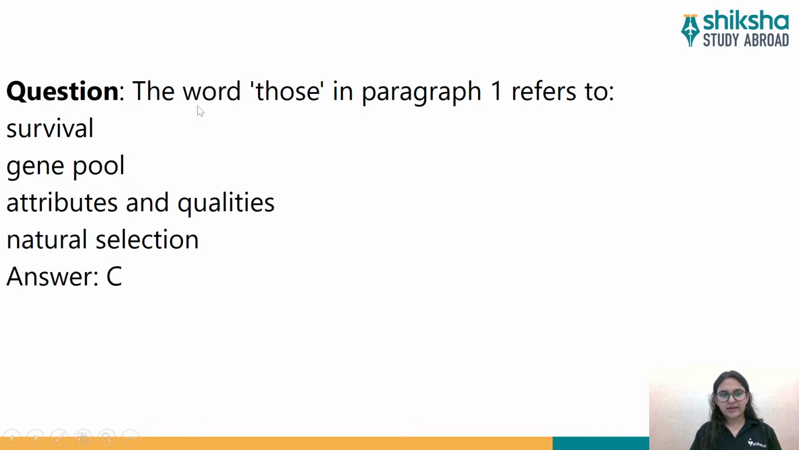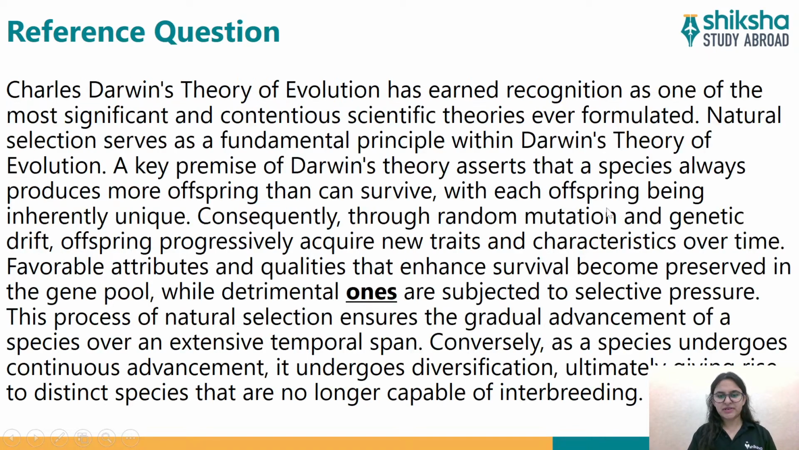The question would look like this for a reference question. The word those in paragraph 1 refers to survival, gene pool, attributes and qualities, or natural selection. Here the answer is attributes and qualities. You will read the passage and then you will look out for the word which has been bolded, and of course the pronouns. You have to look out for the pronouns. That means this, that, these, those, which. All of these words should be in your mind while attempting the reference question, because these are the words which will give you the reference in the passage.